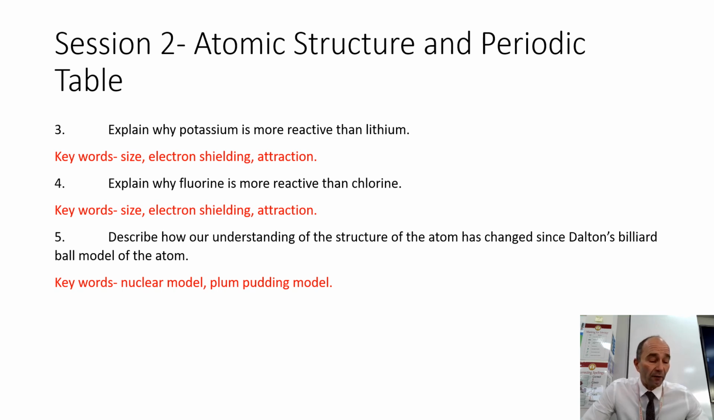And then the fifth activity is to describe how our understanding of the structure of the atom has changed since Dalton's billiard ball model of the atom all the way up to the Chadwick's model. So don't forget, Dalton with his billiard ball model, you're going to be talking about the plum pudding model and then the nuclear model, and like I said, finishing with James Chadwick's work.